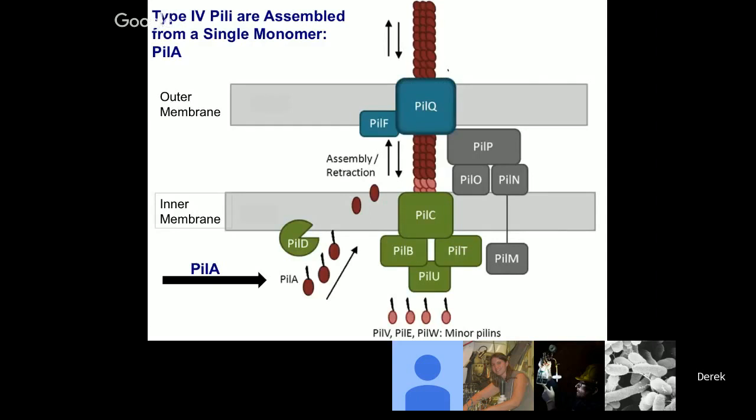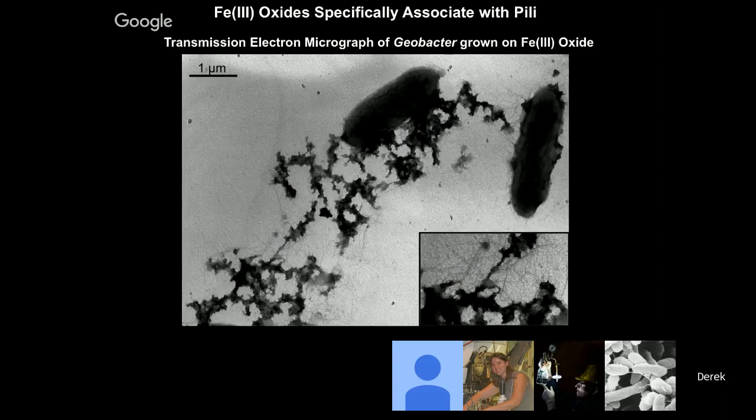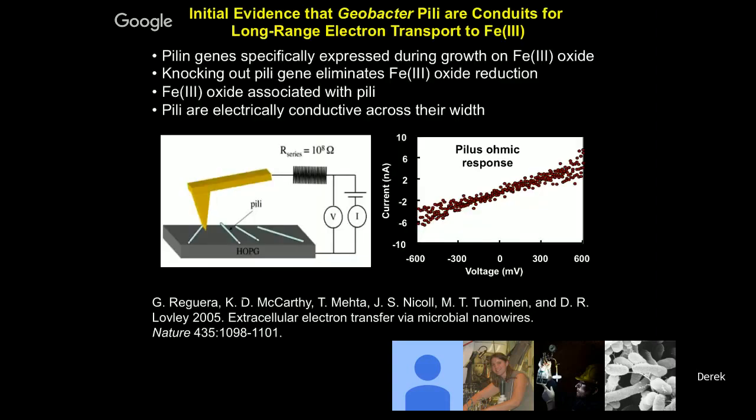These pili do have homology to type 4 pili found in other microorganisms, and like those other pili, they're primarily produced from a monomer known as PilA, which gets assembled into the filament. Another important observation was made by Gemma Reguera. She noted that under some conditions, as shown here in transmission electron microscopy, iron oxides would specifically bind to the pili. This was interesting, because if the iron oxide is way out here, the question is how the electrons generated from central metabolism are getting out to the iron oxides. The simplest explanation was that there's some mechanism for electron transport along those pili.